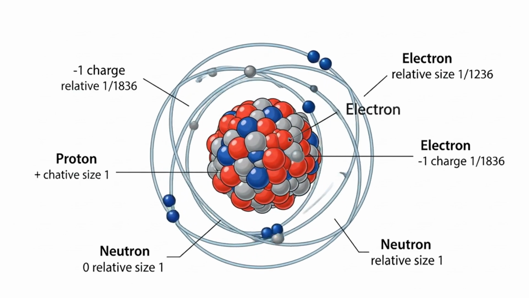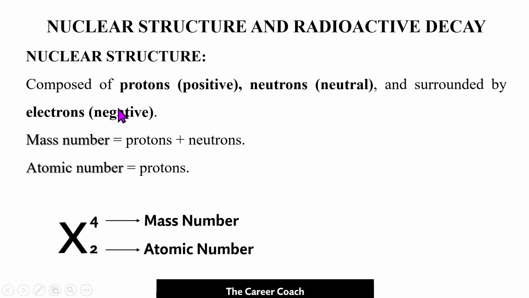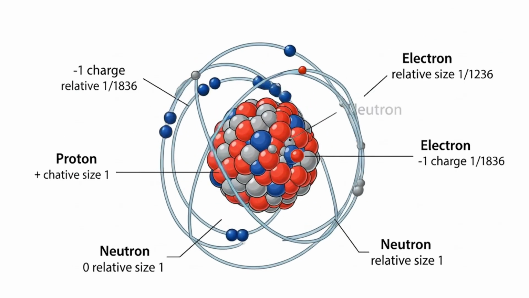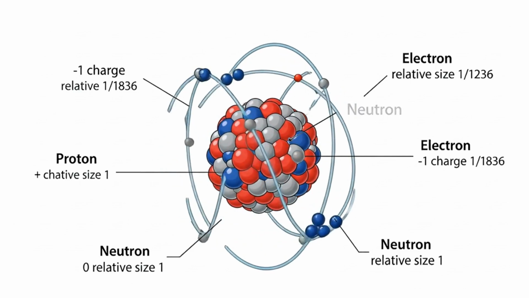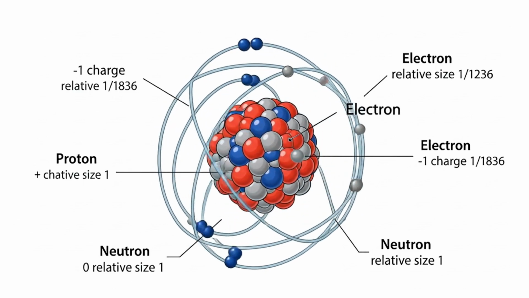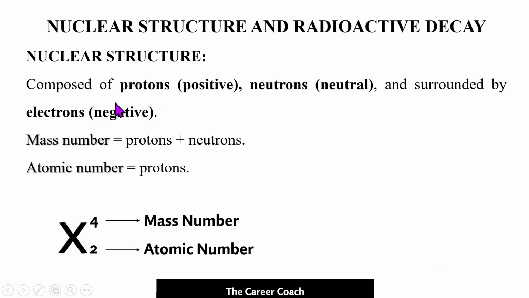If you take a look at the atomic structure overview, you find that an atom is made up of protons, neutrons, and of course electrons. So basically, when we talk about nuclear structure, we talk about the composition of an atom. The nuclear structure of a radioactive element consists of protons, which are positive, neutrons, which are neutral, and it is surrounded by electrons, which are negative. Mass number is equal to the number of protons plus neutrons, while atomic number is made up of the number of protons. So mass number is equal to protons plus neutrons, atomic number is equal to protons.